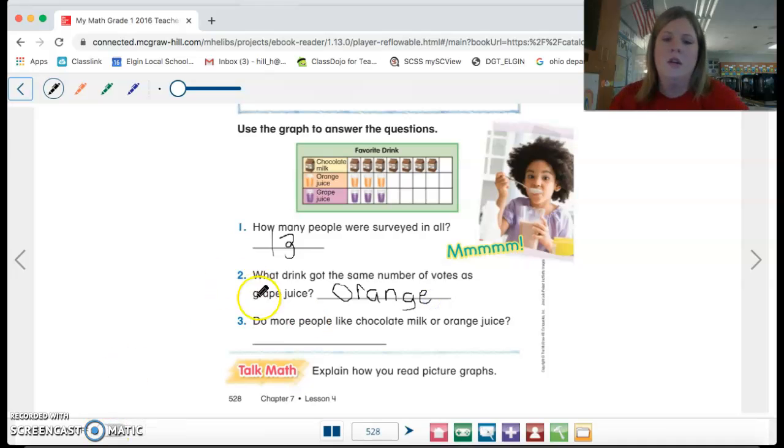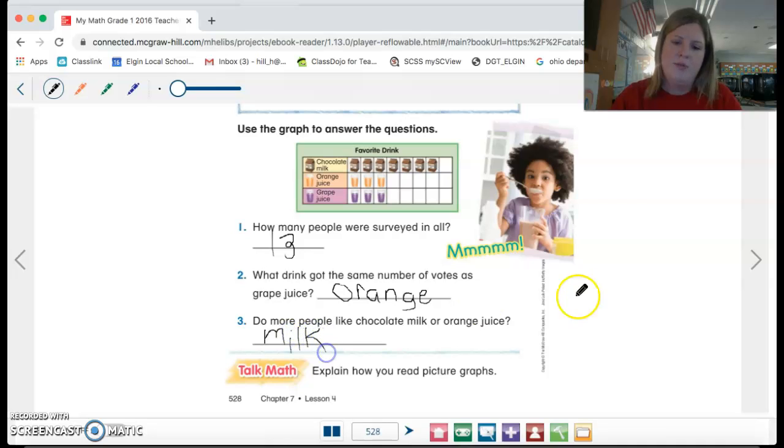Okay. After you wrote orange, you're going to come down here and it says, do more people like chocolate milk or orange juice? Do more people like chocolate milk or orange juice? So, do more people like chocolate or orange juice? We can see by the amount of chocolate milk cartons that more people like chocolate milk. So I'm just going to have you guys write milk because it's a little bit of a shorter word, right? I'm going to write milk.